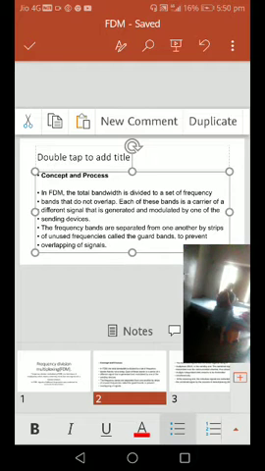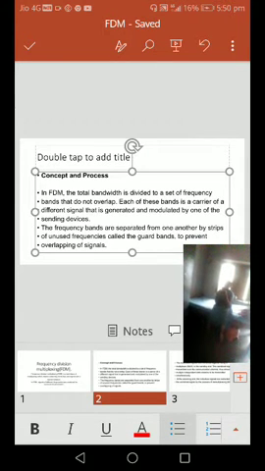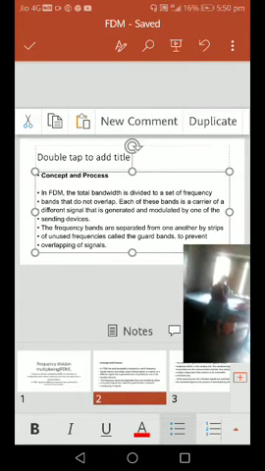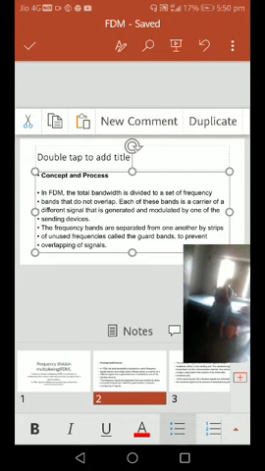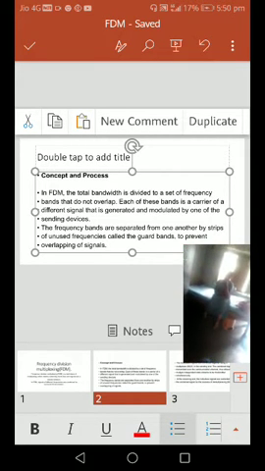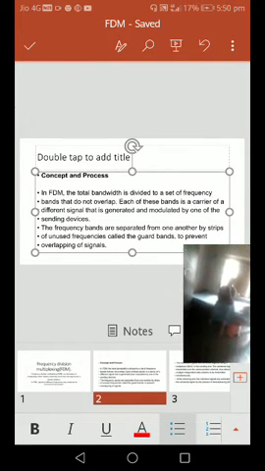In frequency division multiplexing, the total bandwidth is divided into a set of frequency bands that do not overlap. Each of these bands is a carrier of a different signal that is generated and modulated by one of the sending devices.